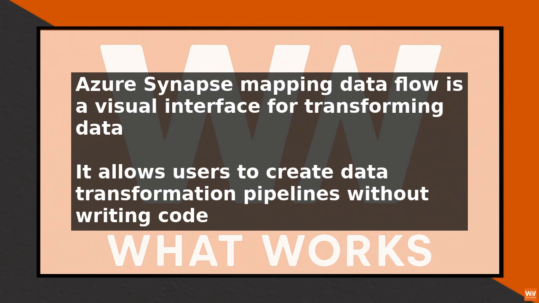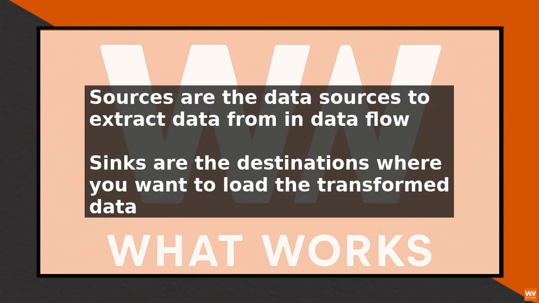Step 2. Creating a new data flow. To create a new data flow in Azure Synapse, first navigate to the workspace and click on the plus sign next to the Pipelines folder. Then select Data Flow and choose the type of data flow you want to create. You can choose from a blank data flow, a data flow with a source and sink, or a data flow with a template.